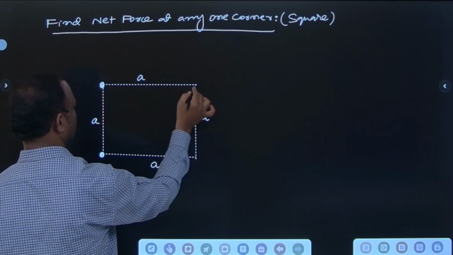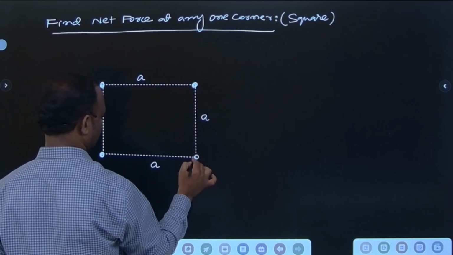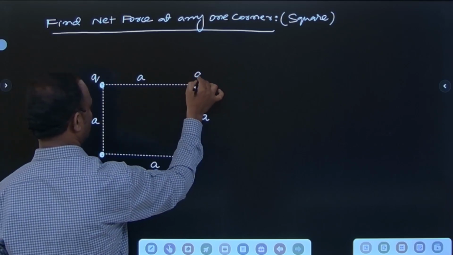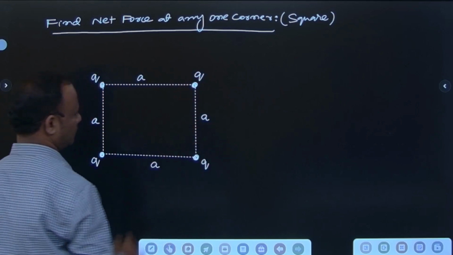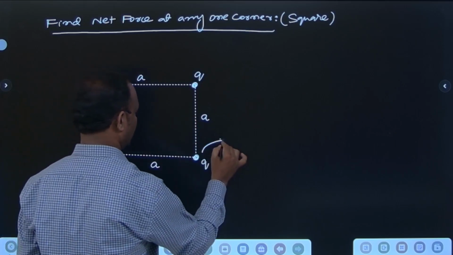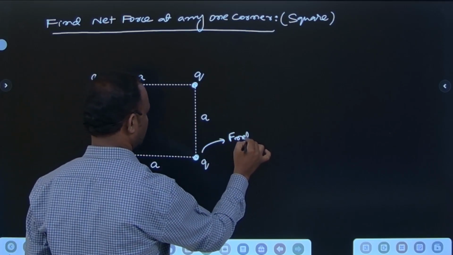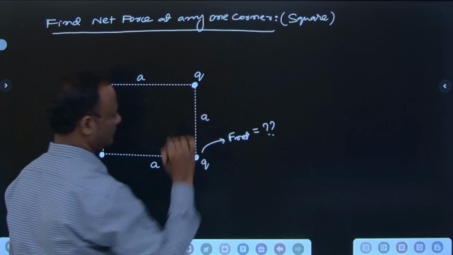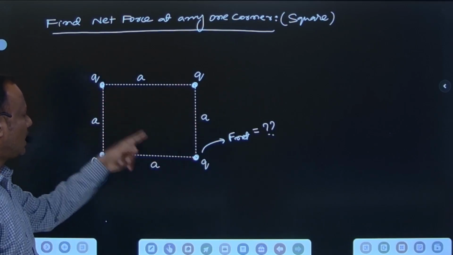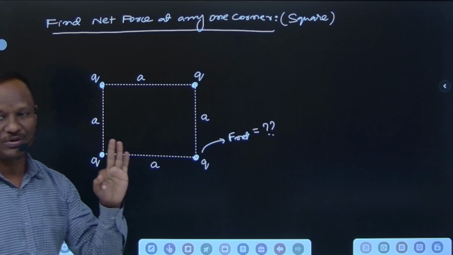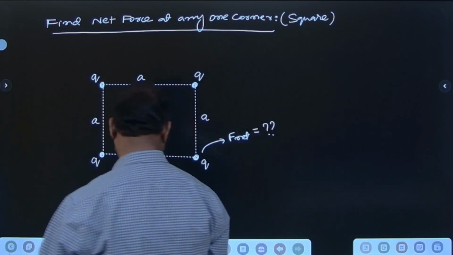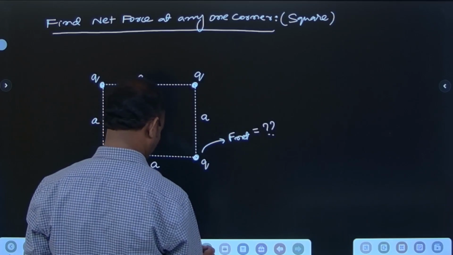Now the charges are placed here. Each charge is Q, next Q, again Q, next Q. At this point, find the net force. What is the net force? That is my question. With this one, how many pairs do you have? 3 pairs. How many forces can exist? 3 forces. So for the first one, I am talking on this.